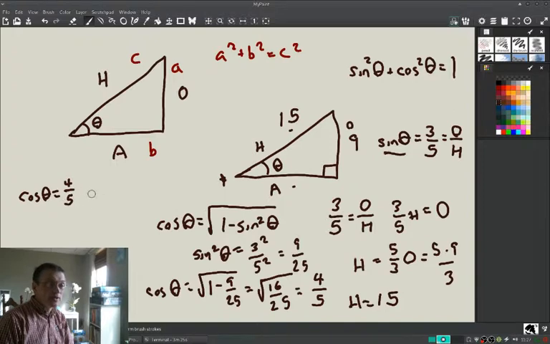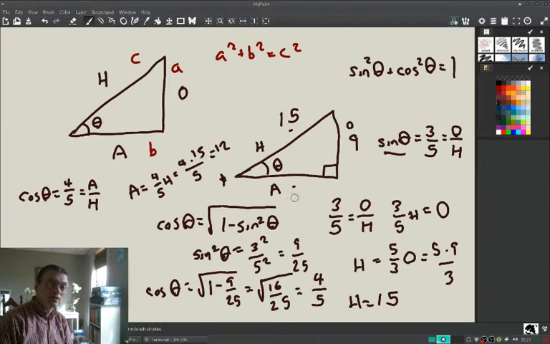We know that also equals adjacent over hypotenuse. And we know that the hypotenuse is 15, so we can find the adjacent side. Adjacent side is 4/5 of the hypotenuse, which equals 4 times 15 over 5. Let's see, 15 over 5 is just 3. That ends up being 12. So this side here is 12.